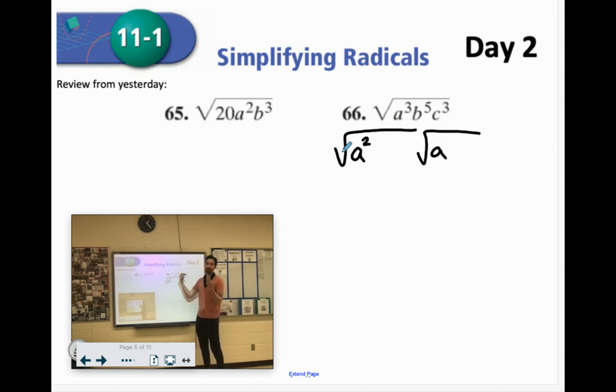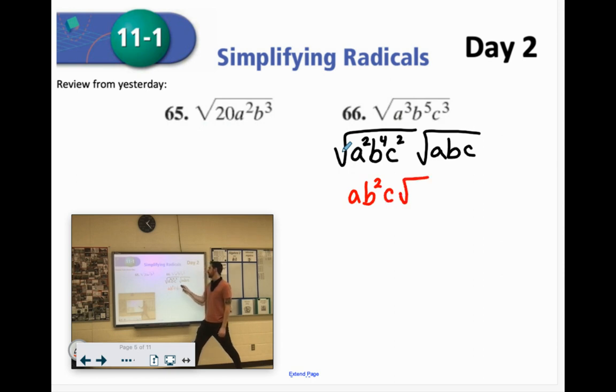B to the fifth has to be even. So we can put b to the fourth, and then our fifth b goes over here. C to the third, put 2, 1 leftover. When we square root the exponent stuff, you just divide the exponent by 2. So we will have a to the first, b to the second, c to the first, and then we have our root a, b, c.